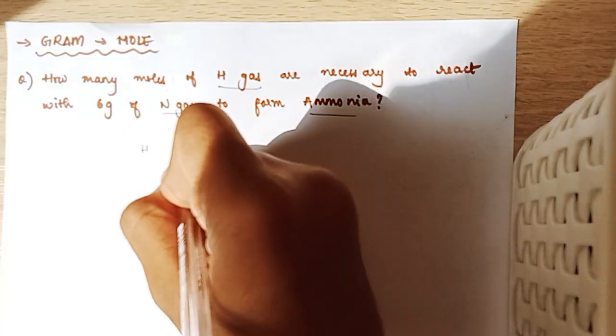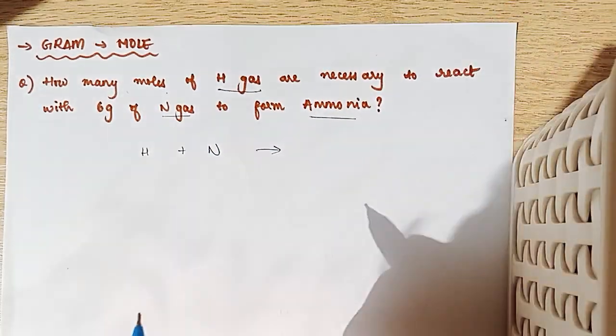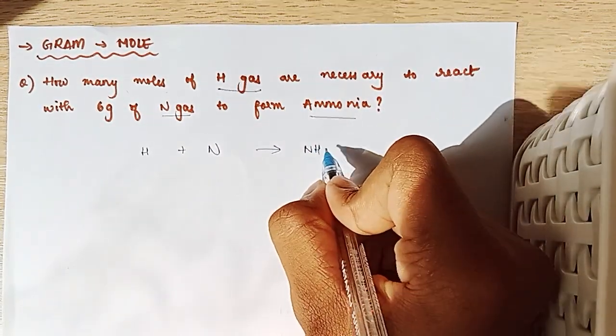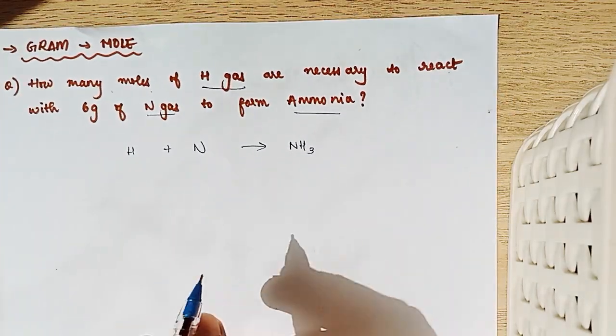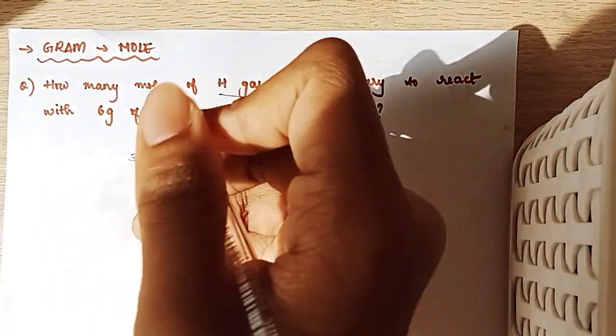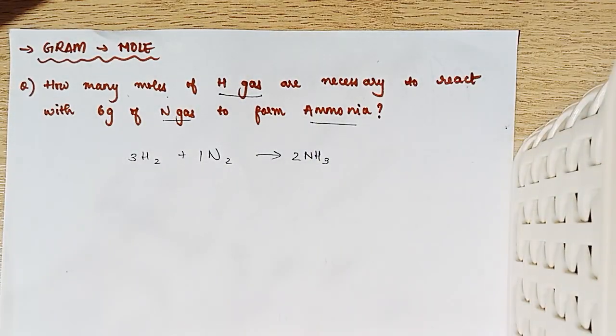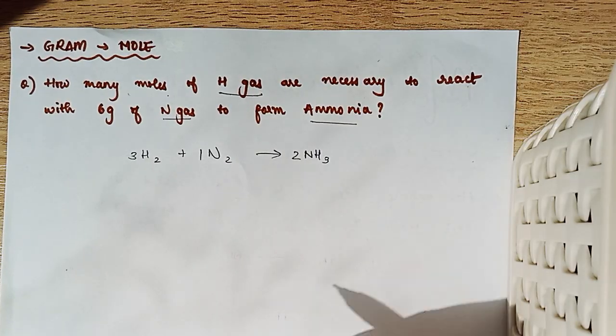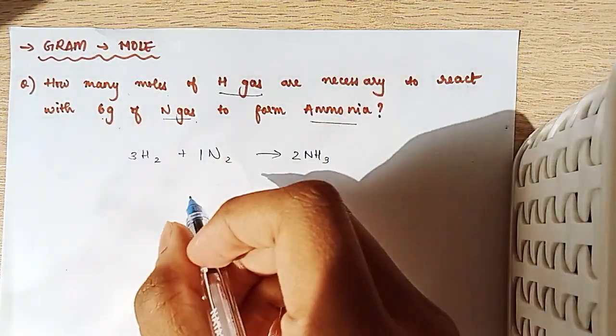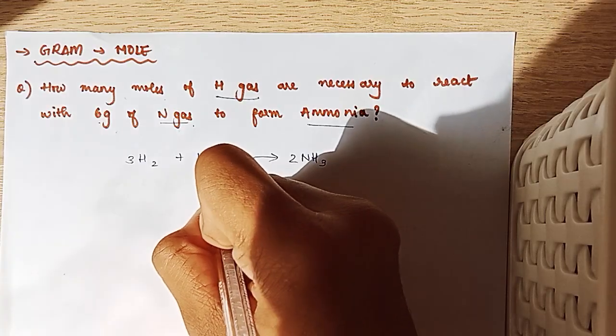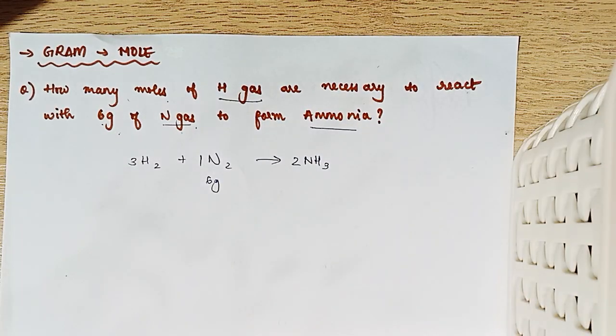So H2 plus N2 gives us ammonia, which is NH3. Again, we know the balanced chemical equation, so I'm just writing it down. Okay. This is the balanced chemical equation. Next, write what all are given. So we have 6 grams of N2 gas used. 6 grams. Okay.